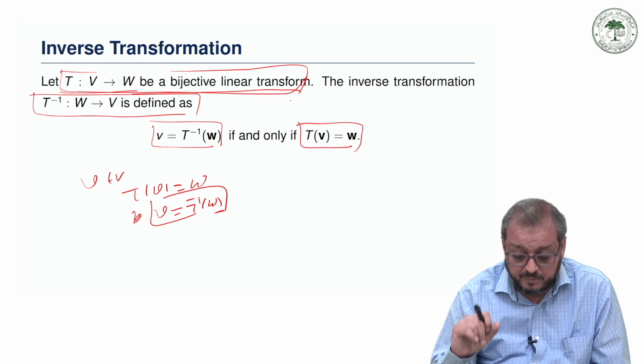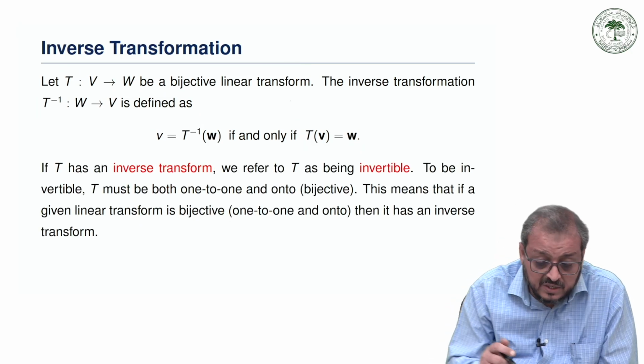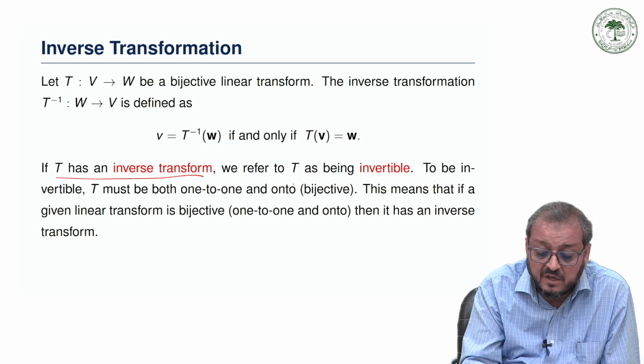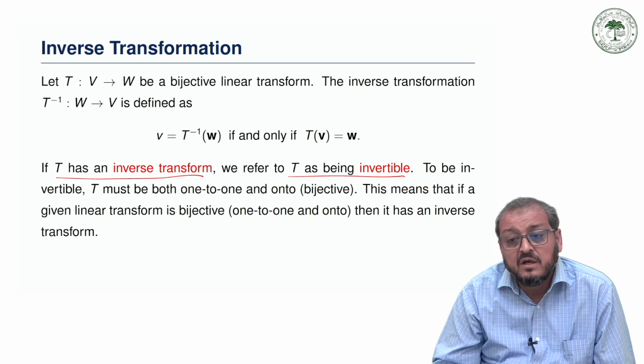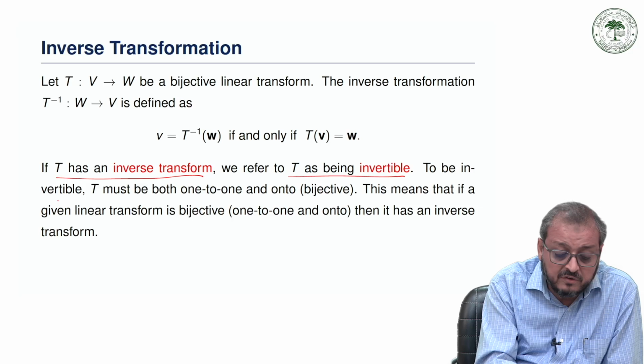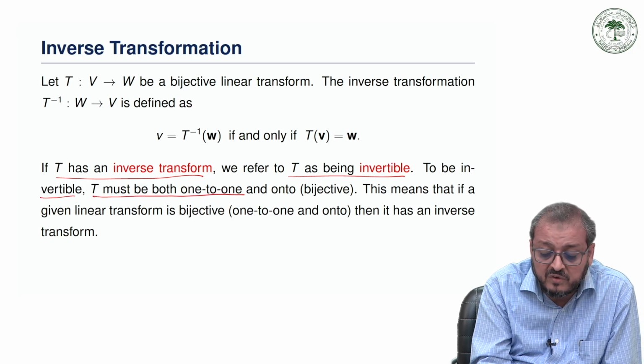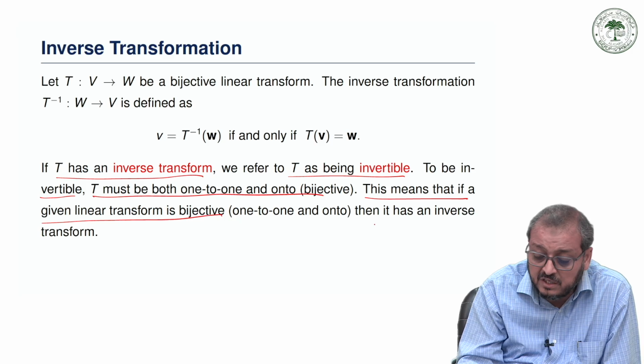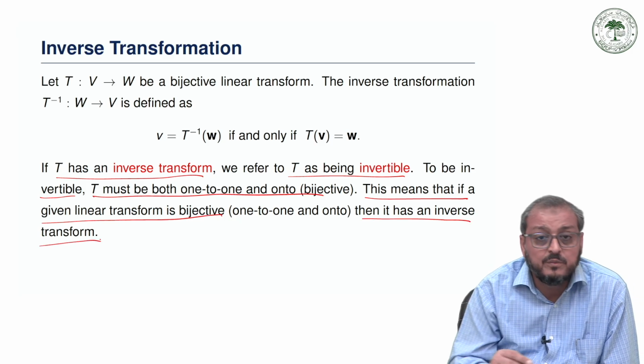If T has an inverse transformation, we refer to T as invertible. To be invertible, T must be both one-to-one and onto. This means that if a given linear transformation is bijective, then it has an inverse transformation.